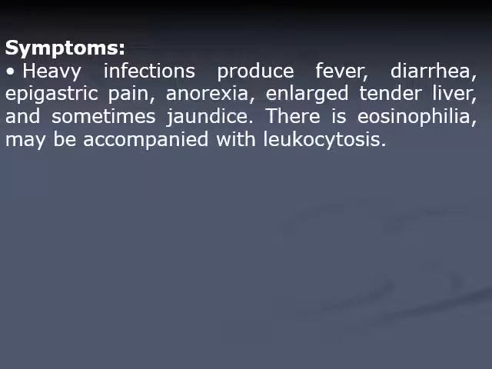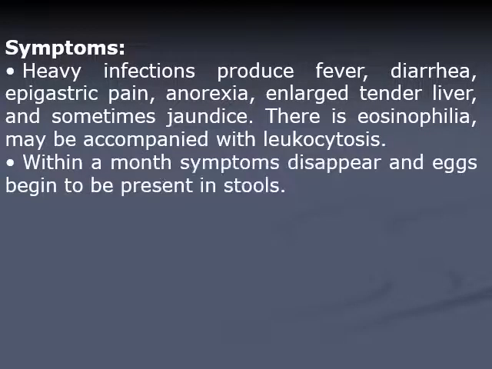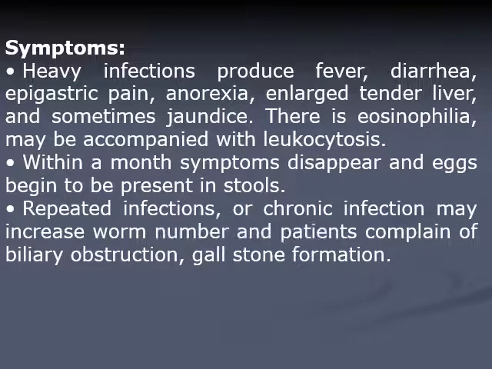Symptoms in heavy infections: there is fever, cholangitis, diarrhea, epigastric pain, and anorexia due to cholangitis also. There is enlarged tender liver, and sometimes there is jaundice. Eosinophilia is high and may be accompanied with leukocytosis due to secondary infection of the bile canaliculi. Within a month, symptoms disappear and the eggs begin to be present in stools.